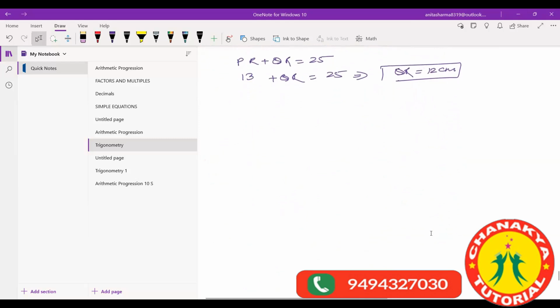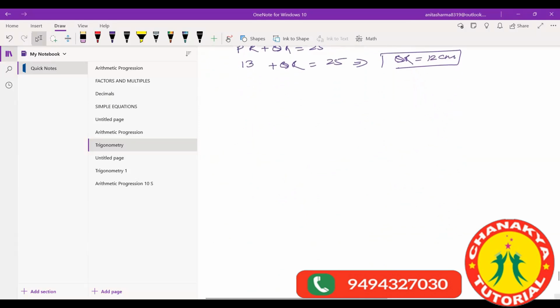Now, the next question was: evaluate 2 tan square 45 degree minus... plus cos square 30 minus sin square 60. This question also, I think we did in the class only. Yes. Have you remembered? 2 tan square 45 degree plus cos square 30 minus sin square 60. Now put the values.